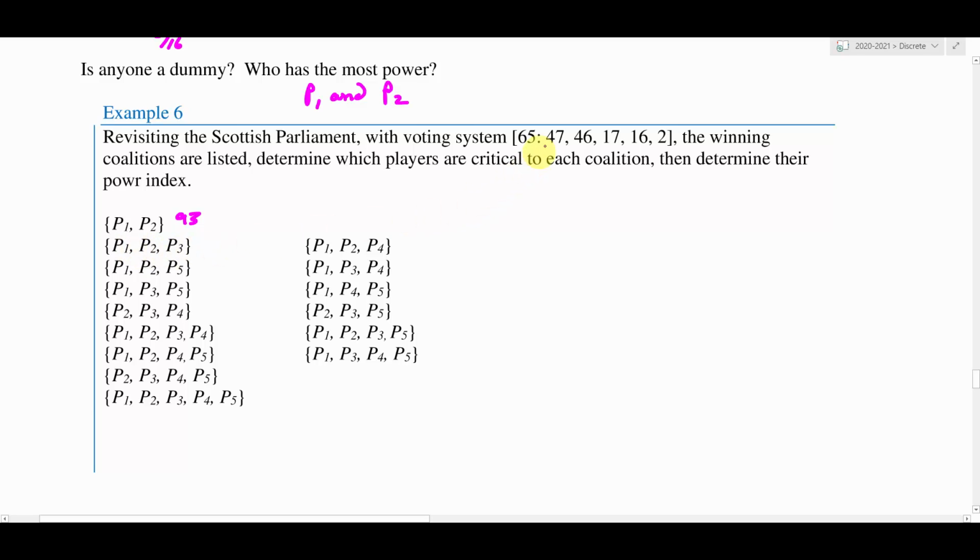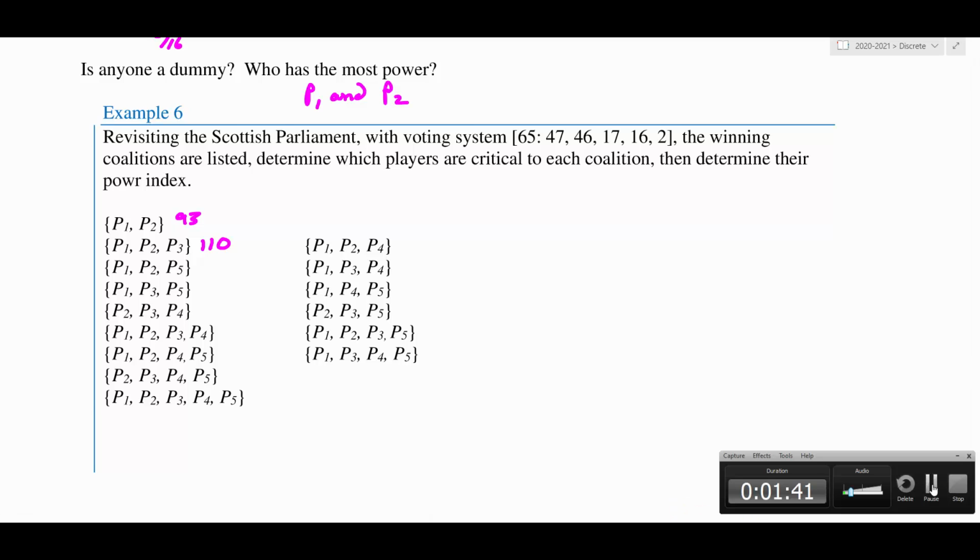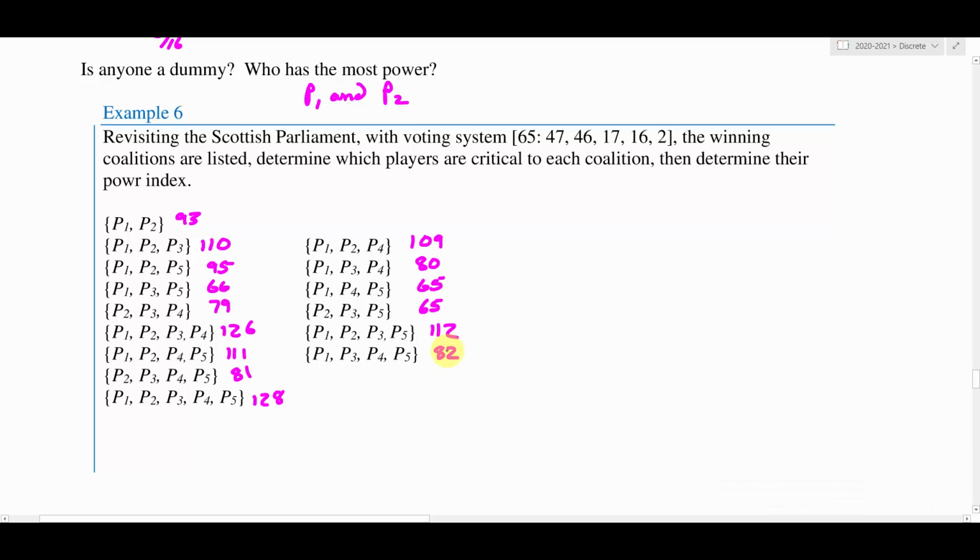So one more here for you. Player 1, 2, and 3, I would add up 47, 46, and 17. And when I do that, I'll get 110. All right, so we're going to do the same thing for each of these coalitions. All right, so there we go. I've got them all added up so I can see the weights of each one.